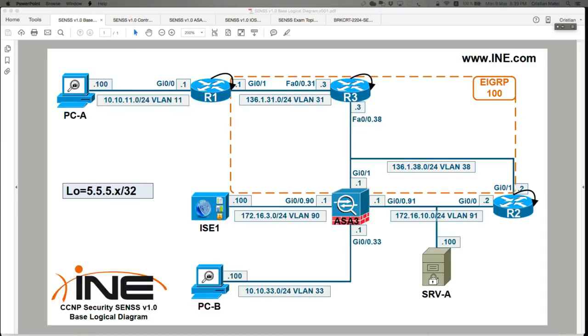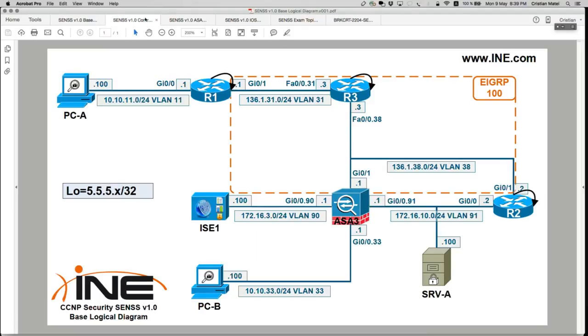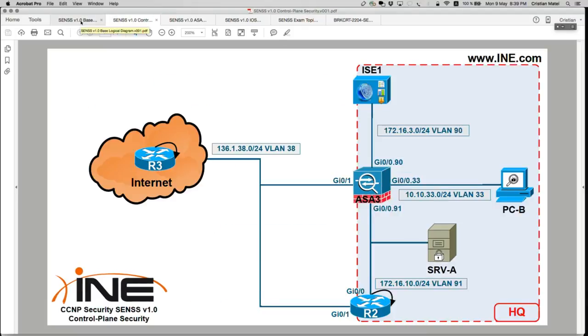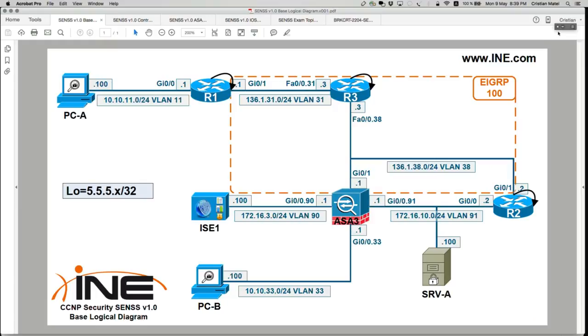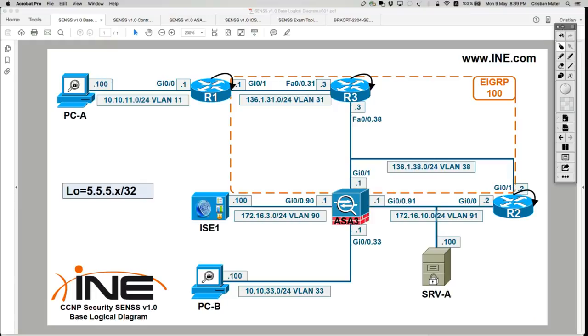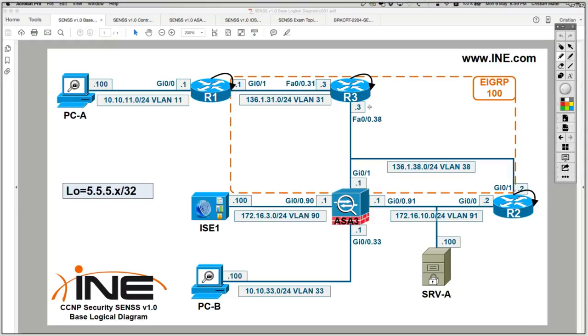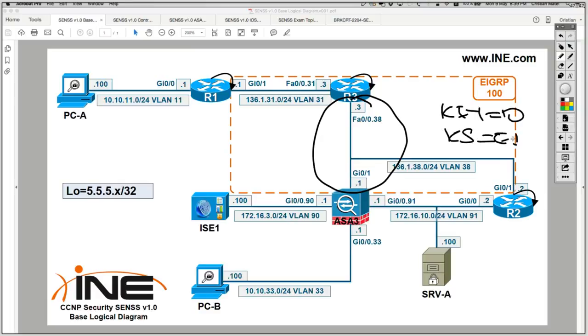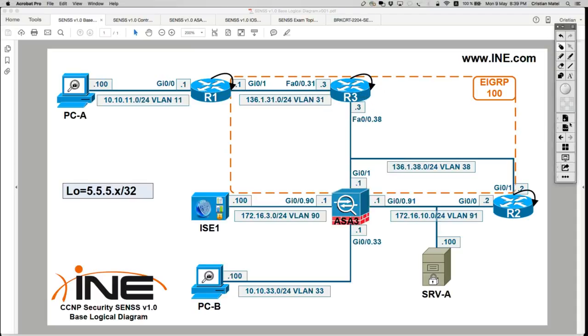Now let's go to the implementation part. So between Router 3 and ASA3 in here, we're going to perform EIGRP authentication between Router 3 and ASA3. I'm going to use a key number of, let's say, 10 and a key string of EIGRP. Let's follow up on those steps.